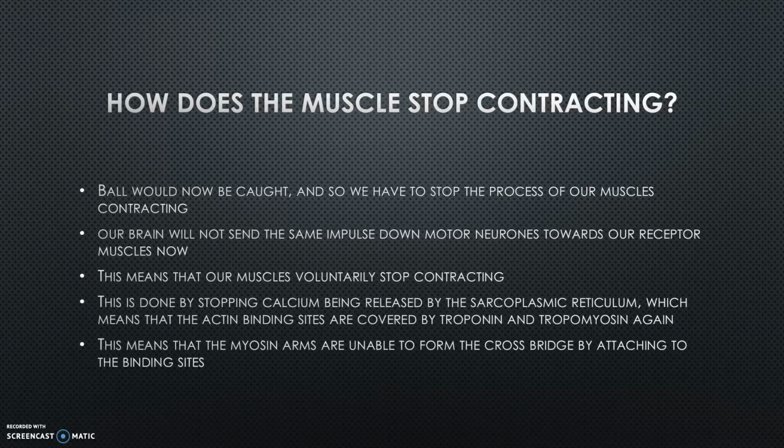And this is actually helped by stopping calcium being released in order to move the troponin and tropomyosin away from the binding sites. So in conclusion, if there's no calcium, it means that the proteins can come back and cover the actin binding sites, meaning that the myosin arms cannot attach to them and ultimately contract the muscle.